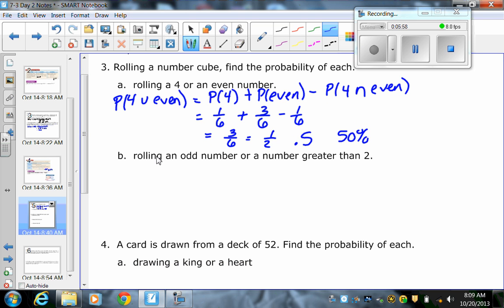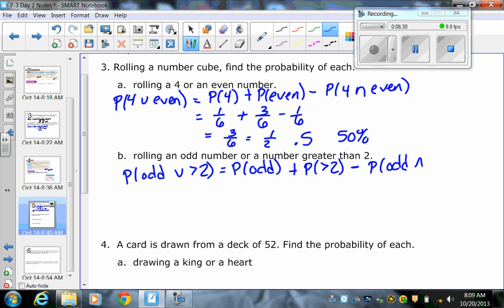What about rolling an odd number or a number greater than 2? Before you get started, you know that this is inclusive because there are odd numbers greater than 2: 3 and 5. So the probability of an odd or greater than 2 is the probability of an odd plus the probability of greater than 2 minus the probability of an odd and greater than 2.